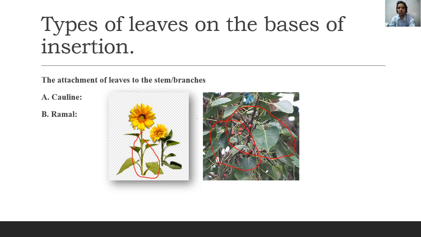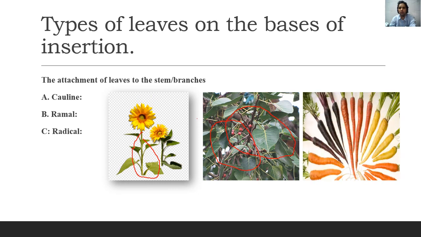And the third case is radical. This is sometimes different. In this case, the leaves look as if they arise from the root. This is the root of carrot, different types of carrots. But actually, here you can see a green disc-like structure. This green disc-like structure is actually the stem, and the leaves arise from the stem, but not from the root. But in a general way, the leaves look as if they are arising from the root. So such leaves are called radical leaves.